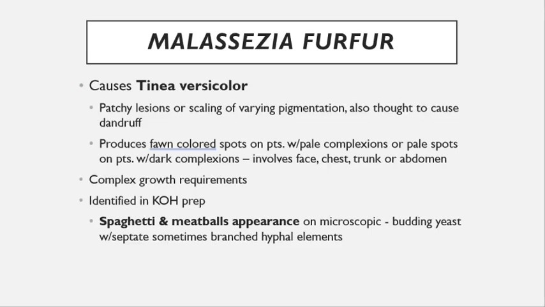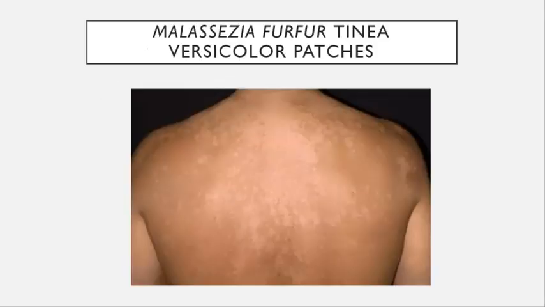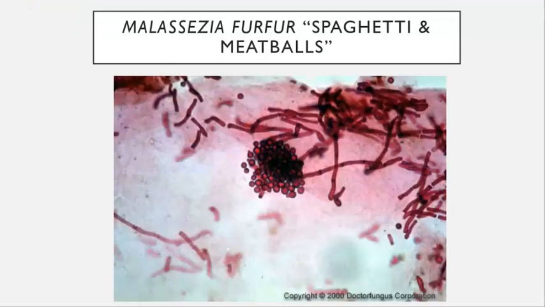For identification, you can use a KOH prep. Under the scope, it's said to have a spaghetti and meatball appearance, and we'll see this in an image coming up. But this is caused by budding yeast with septate and sometimes branched hyphal elements. Here is the patchy skin of a patient that has Malassezia furfur on the skin. These are the versicolor patches. You can see the light colored or the fawn colored patches on the skin. Here is the spaghetti and meatball appearance of Malassezia furfur under the scope.